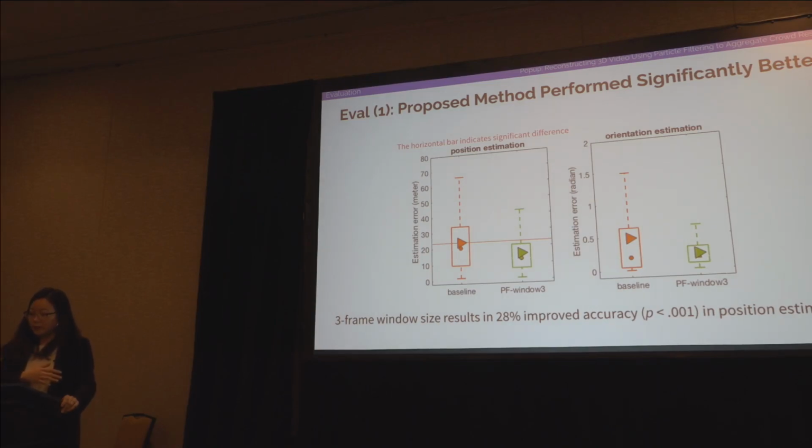And here's the result. Comparing our proposed method using particle filtering with 3 windows, we could significantly reduce the position estimation error compared to the baselines. We reduced it by 28%, so there was a system gain by using our ideas.